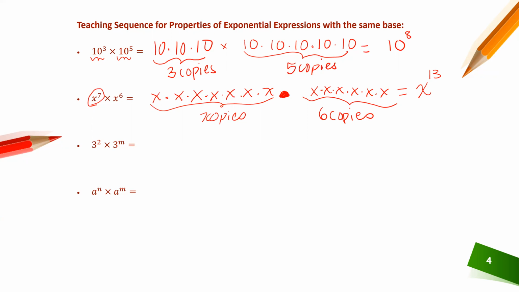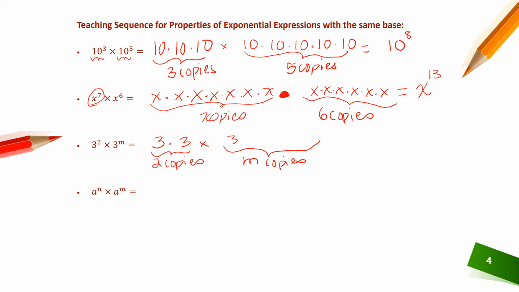And when you have 13 copies of x, we say x is the base and 13 is the exponent. Then we move on to 3 to the second multiplied by 3 to the m power. Now you have a variable in the exponent, so that's a step up from example 2. So 3 is my base to the second power, so I have 2 copies, multiplied by 3 to the m power. So I have m copies.